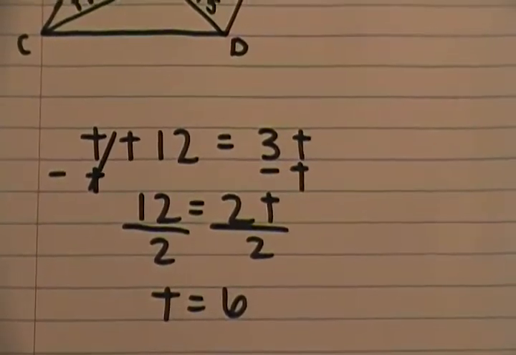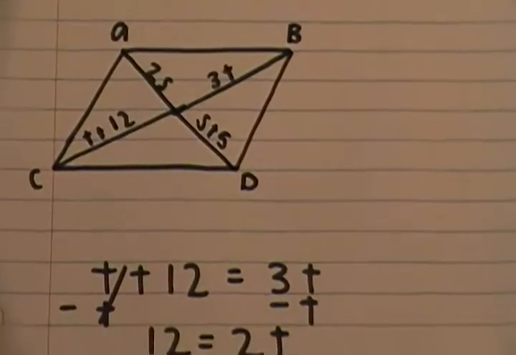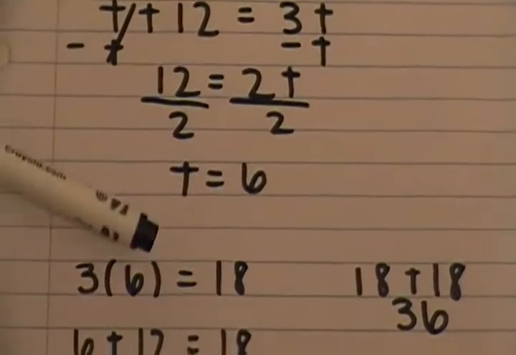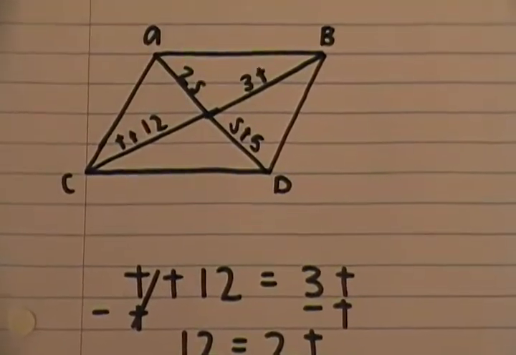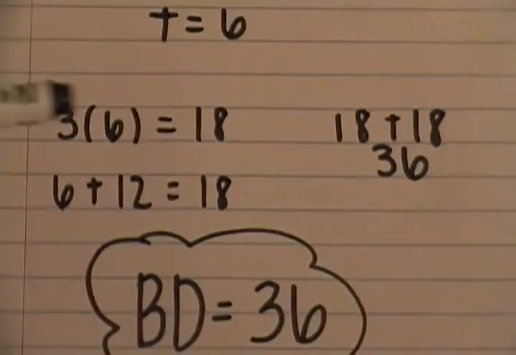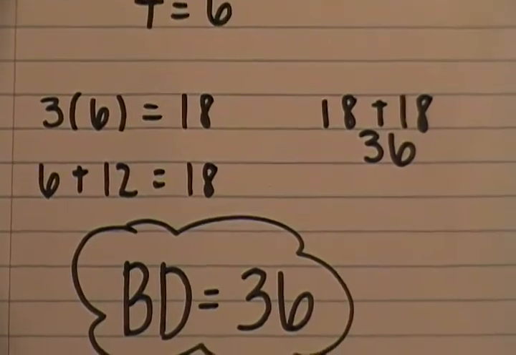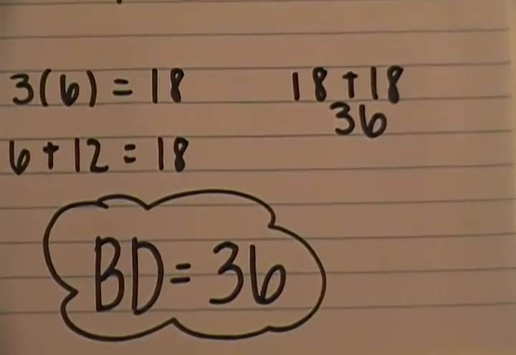So we want to know what BC equals, so we're going to do 3 times 6 equals 18 to get this half. And then we're going to do 6 plus 12 equals 18 to get this half. Notice they're congruent. Then you add 18 plus 18 and you get 36. So BD equals 36 is your answer.